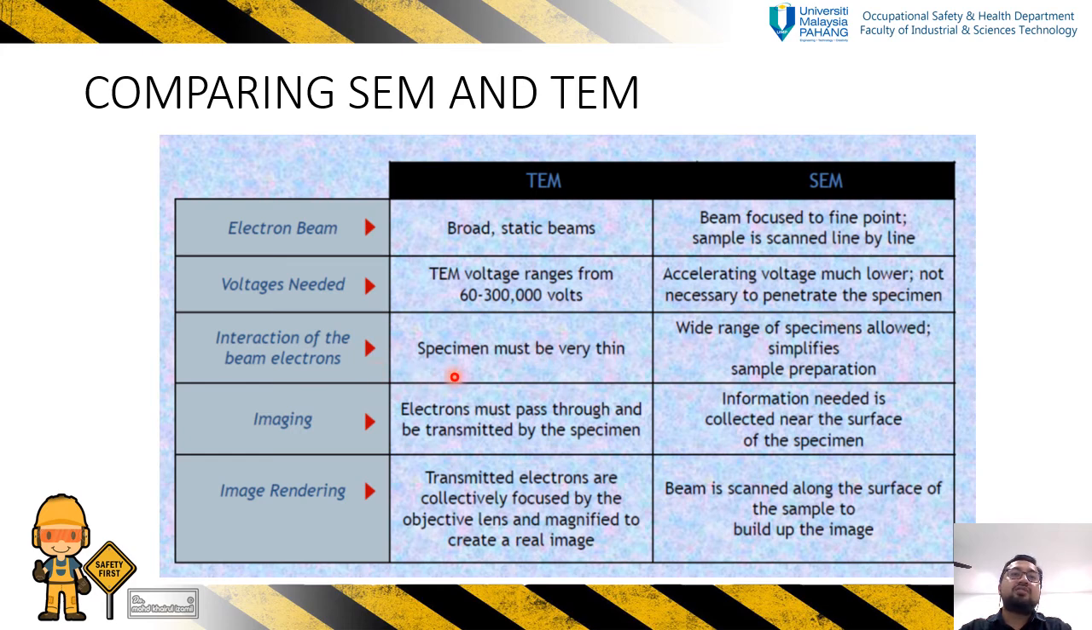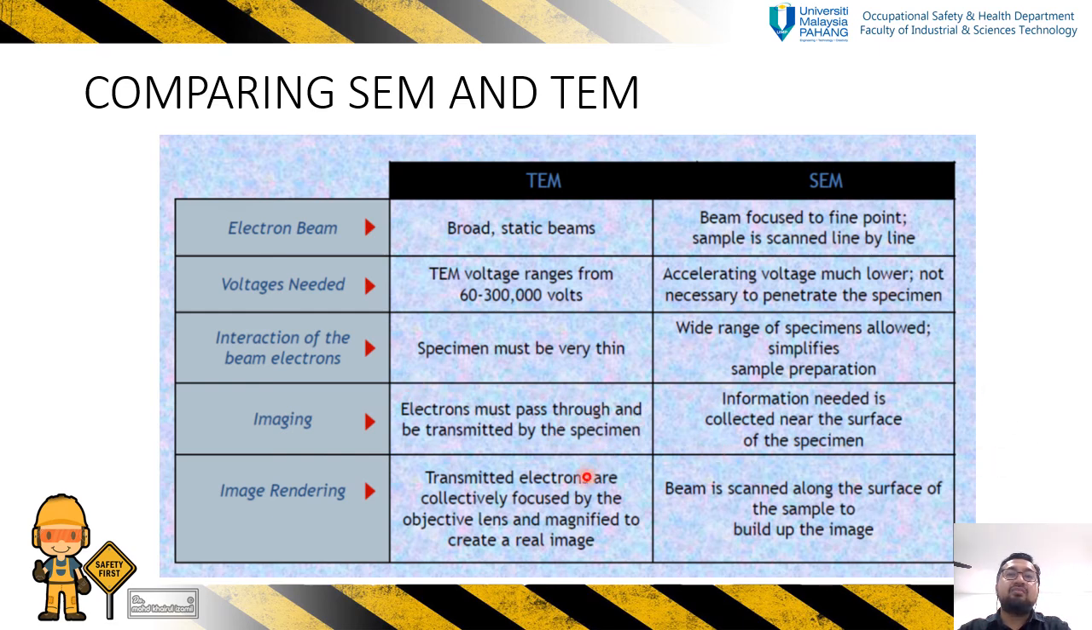Interactions of the beam electrons. Okay, specimen must be very thin. Yang ni kalau kita nak nampak benda tu, kita kena sediakan spesimen sangat-sangat nipis. Yang ni tak kisah, wide range of specimens allowed. Simplify sample preparation. Imaging, electrons must pass through and be transmitted by the specimen. Okay. Yang ni information needed is collected near the surface of the specimen sahaja. Maknanya kebarangkalian benda ni tak merosakkan.